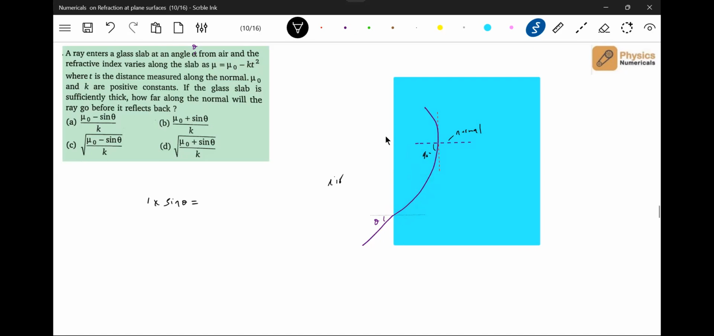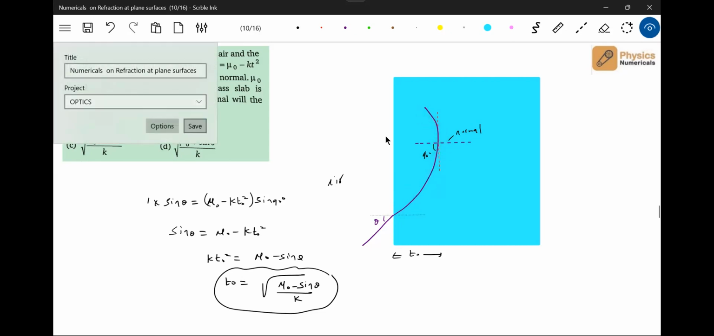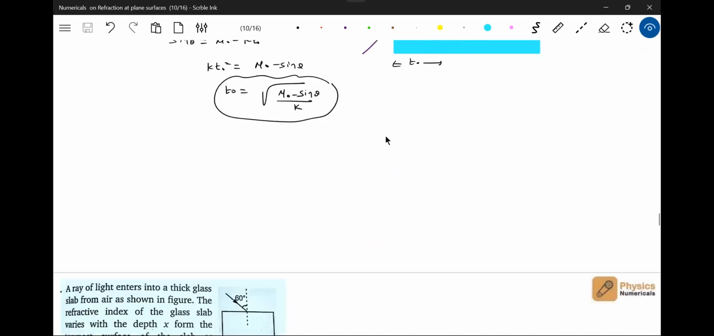1 into sine theta is equal to the refractive index at that particular point, which will be mu naught minus k t naught square, into sine 90 degrees. So sine theta equals mu naught minus k t naught square. So k t naught square equals mu naught minus sine theta. So t naught equals (mu naught minus sine theta) by k. What is that t naught? How far it will go inside the slab. We'll take the next one.